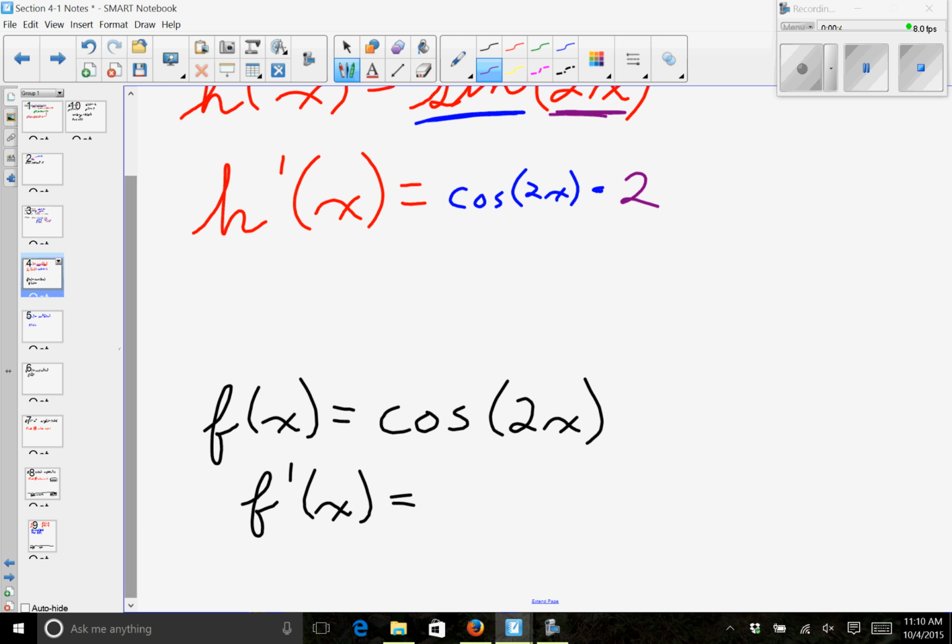If I look at the derivative of cosine of 2x, again, same idea. 2x is inside, cosine is outside. And so I would do derivative of the outside, which would be negative sine. I don't mess with the inside yet. Then times the derivative of the inside, which would be 2.